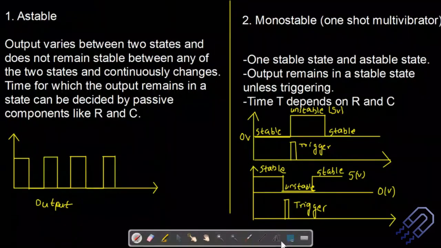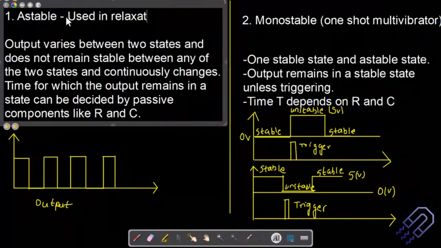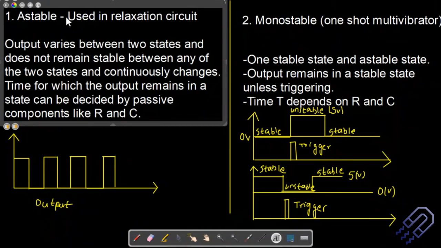So if we just look into the astable part here, what happens usually is that this astable multivibrator is basically used in a relaxation circuit. We are going to understand what exactly the circuit is like. Relaxation circuit means the output that you are going to get is not a sine wave. It might be a square wave, it might be a triangle wave, but it's not a sine wave, and that is basically called a relaxation circuit.